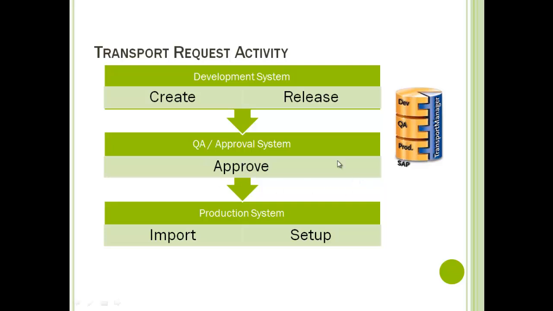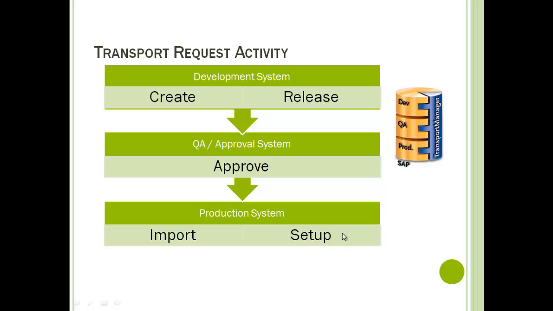So the approval to production can also be controlled using authorization. Once this change is approved to production, then it goes to production. In production, the basis consultant will do the import of this particular TR into production. So here we don't have any other activity, but we have something called setup.